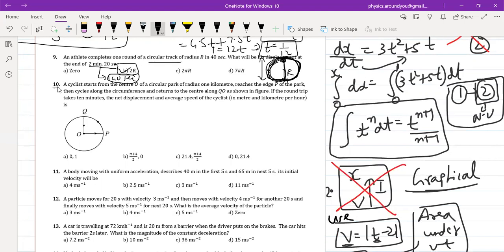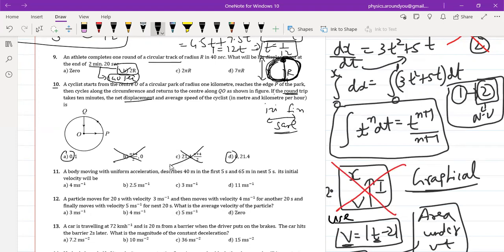Question 10 is rather interesting. If it is a round trip, the initial and final positions are the same. If the initial and final positions are the same, then definitely displacement has to be zero. Have a look at the options. We have displacement zero only in D and A. So I can say B and C are eliminated.